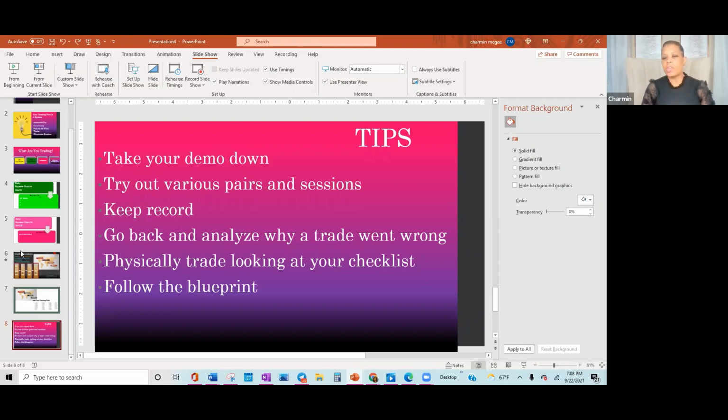Physically, look at your trading checklist. Don't mentally do your checklist right now. Physically, have a piece of paper next to you. Do I see this? Yep. Check. Do I see this? Check. Okay. Do I? Check it off.